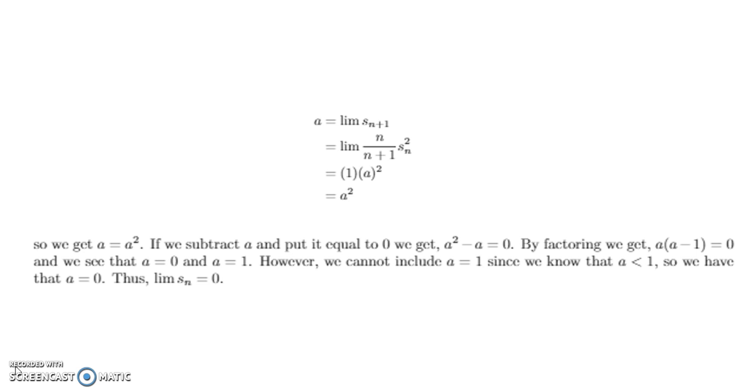However, we cannot include a equals 1 since we know that a is less than 1. So we have that a is equal to 0. Thus, the limit of s sub n equals 0.